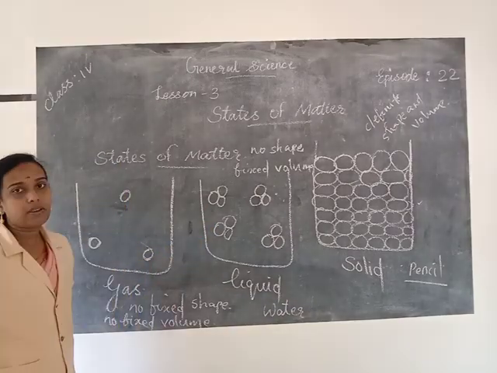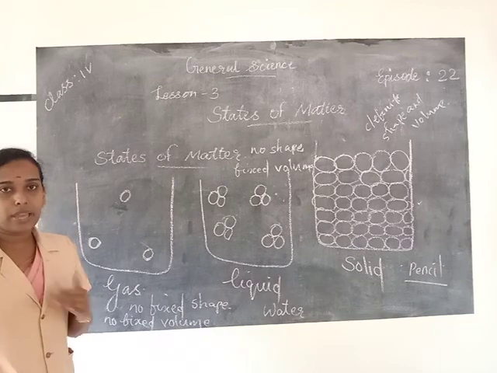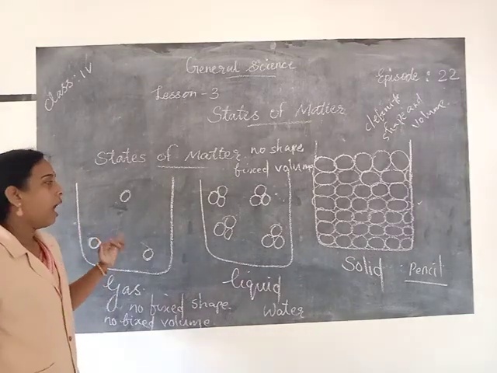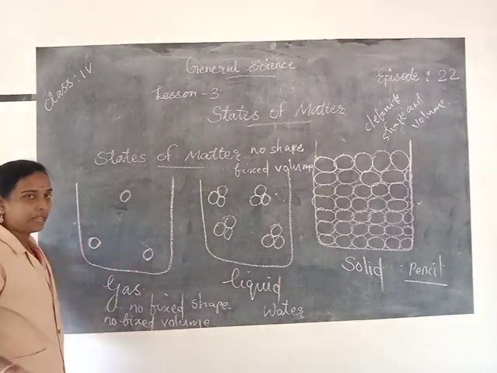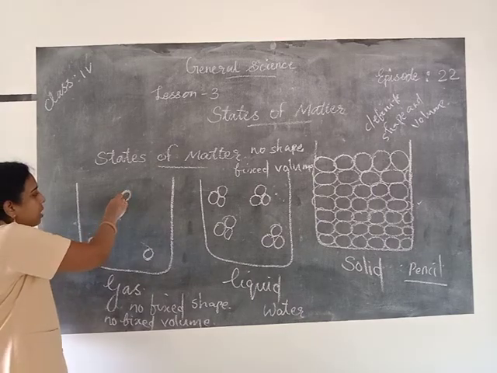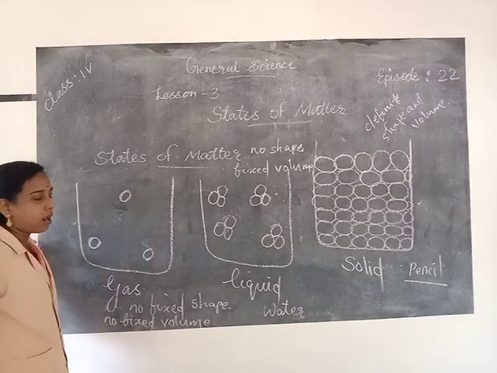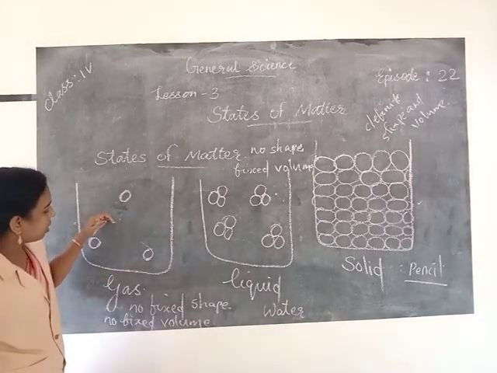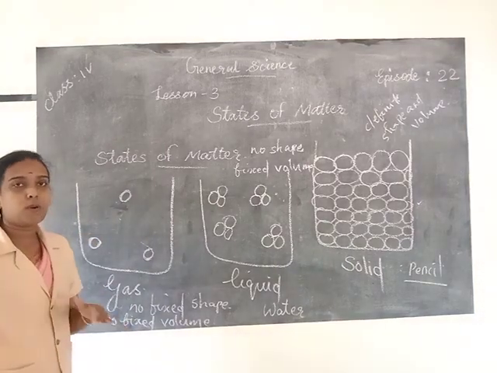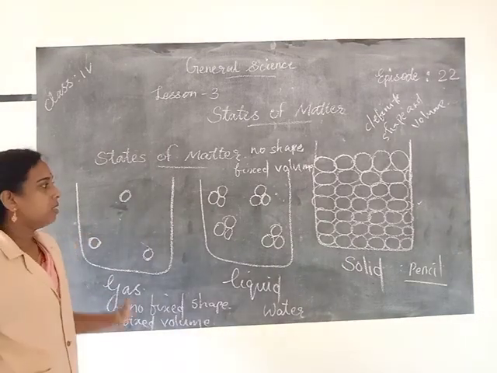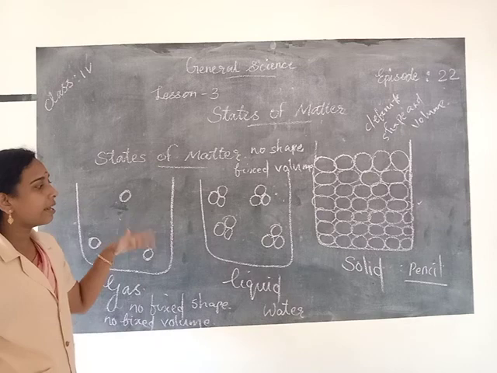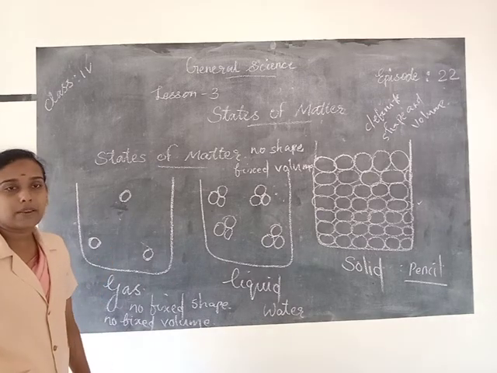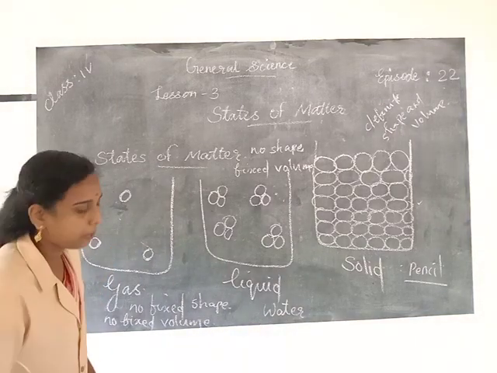Then in gaseous state, the molecules are very far apart from each other and so they can move very freely and the attraction between the molecules is very small. So they have no fixed shape or no fixed volume. So these are the characteristics of solids, liquids and gaseous.